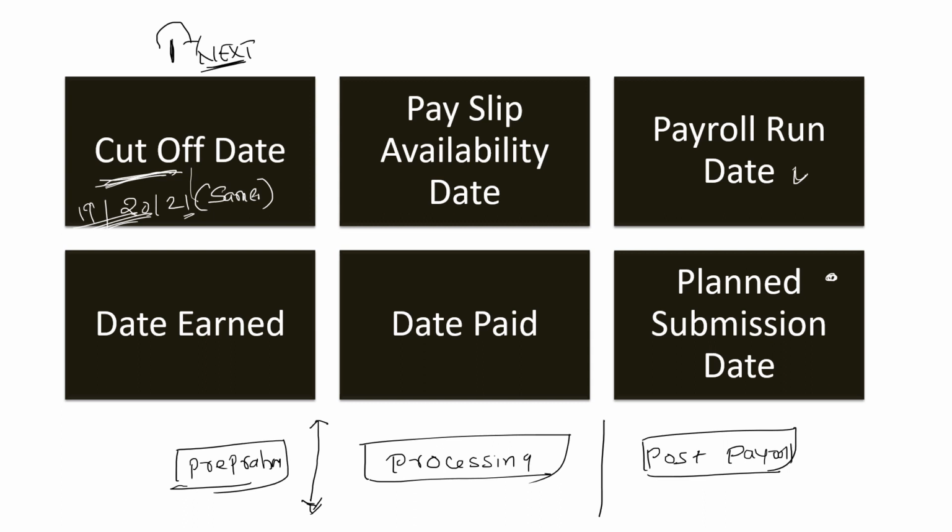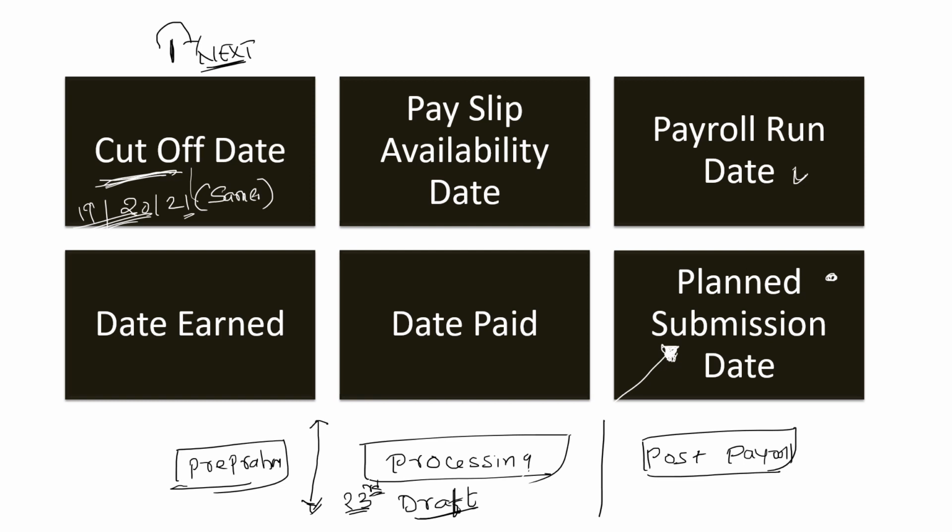The payroll manager takes a decision that by every 22nd I will start and put my draft payroll. So the payroll manager decides that on the 23rd of each month, for example, I will do the first draft run. Now this draft run is normally from the planned submission date, that I am planning to submit the payroll on this particular date. So this is another point, the planned submission date.